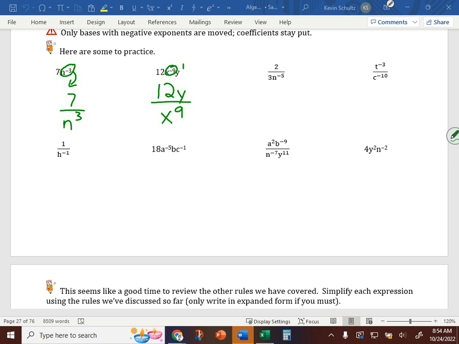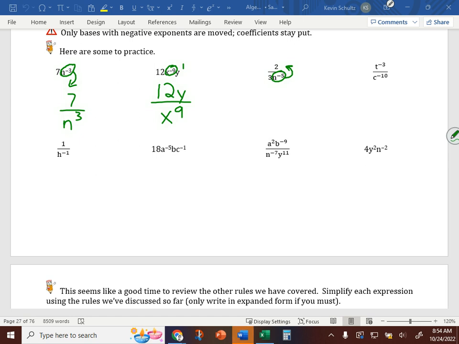The next one, 2 over 3n to the negative fifth. What gets moved? Sam? The n to the negative fifth, right? And where does that move to? Too much negativity in the denominator, so go to the numerator, right? Goes to the numerator. Everything else stays exactly where it's at.